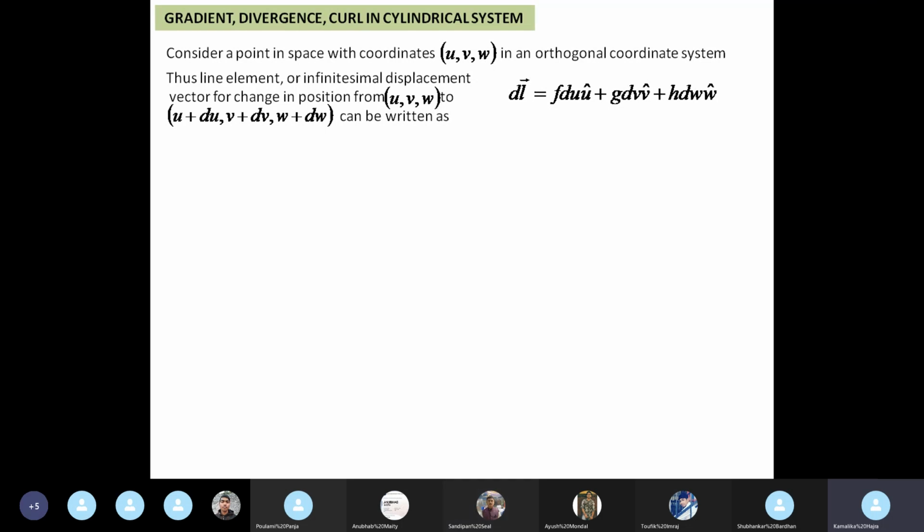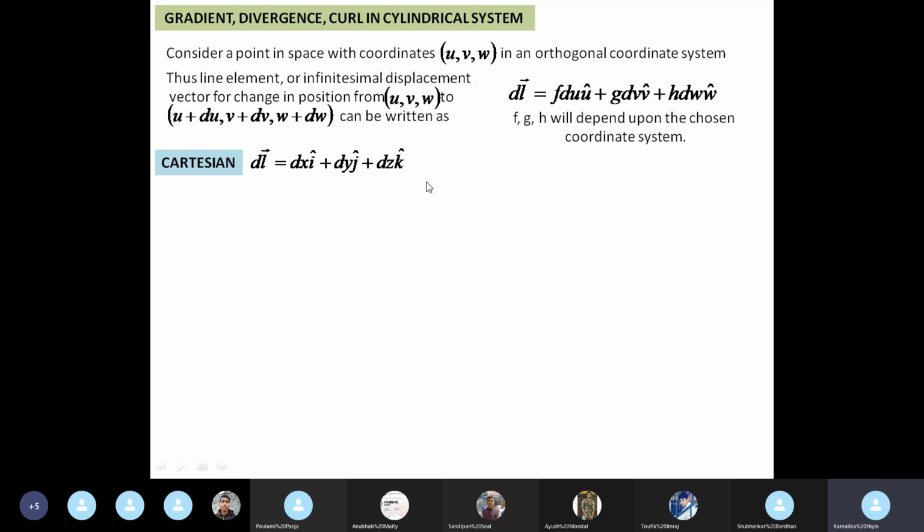Clear. Okay. So F, G, H will depend upon the coordinate system that you choose. Now, we know that in the Cartesian system, this is the length element dx i cap plus dy j cap plus dz k cap, and therefore in the Cartesian system f equal to 1, g equal to 1, h equal to 1.